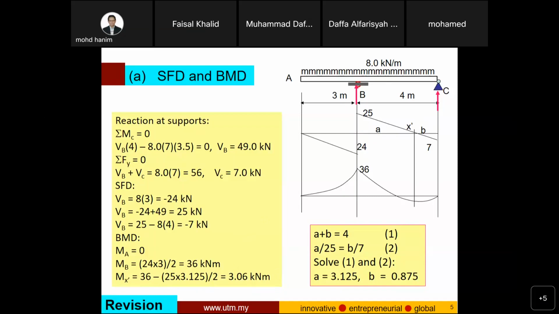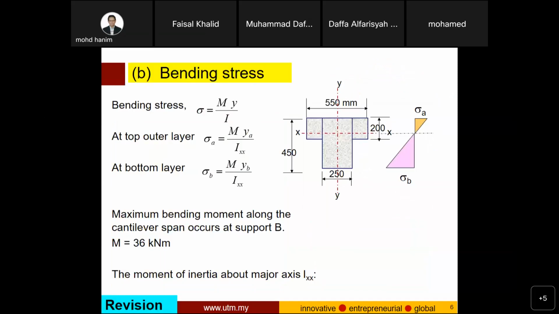Okay, that's the first question. We have another 7 questions. This is the second question, on bending stress.